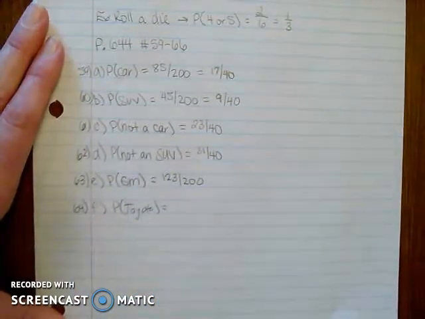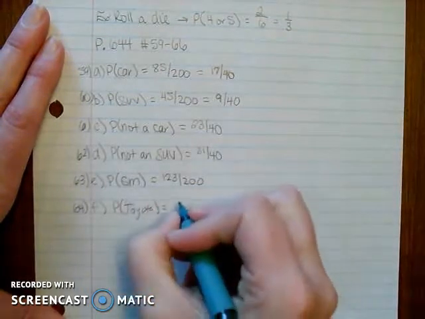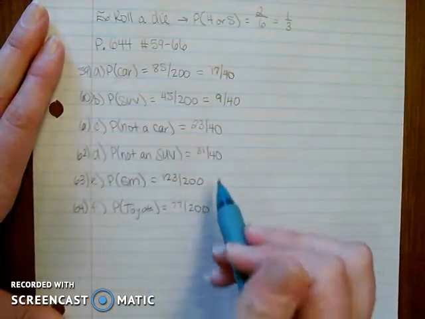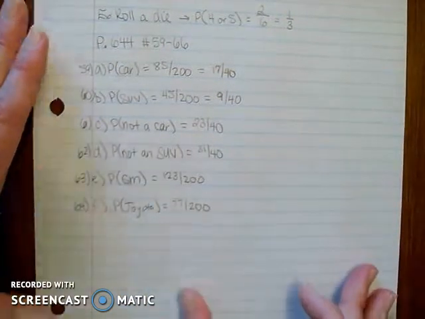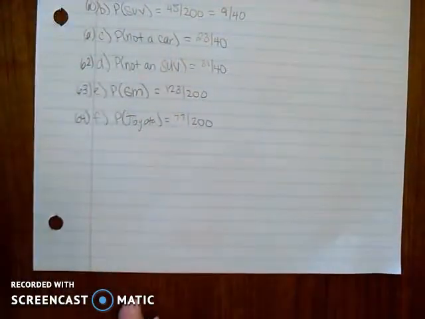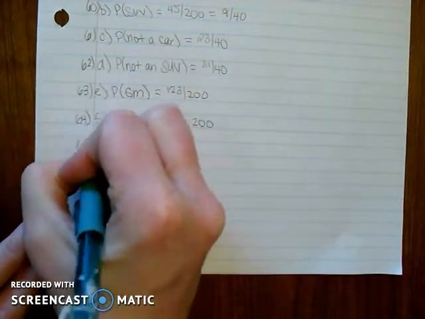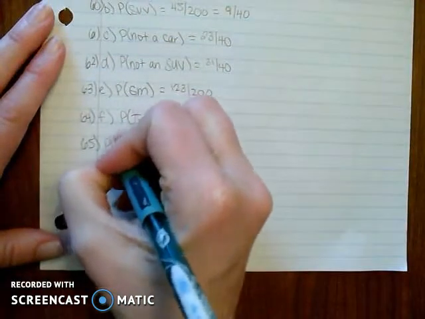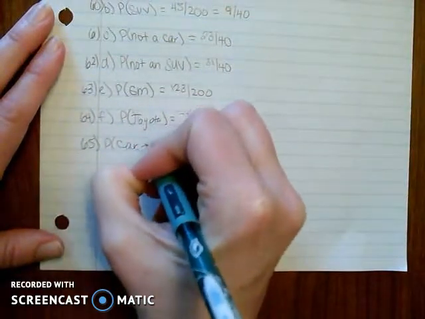So again, going to look at the chart. Toyota has 77 out of 200. Or again, those two need to add to 200 because there's only GM and Toyota. So you can do whichever way you want to do that. 65 wants a car that is a GM.